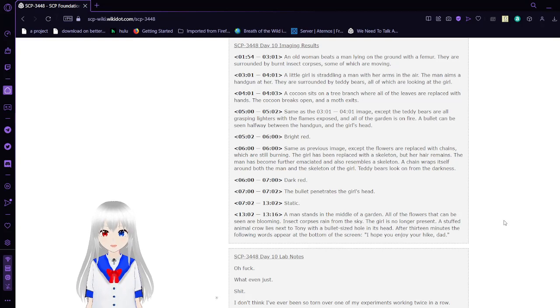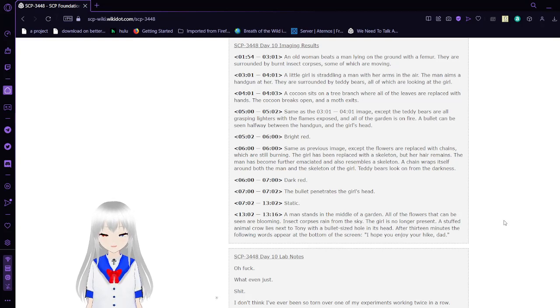502 to 6. Bright red. 6 to 6. Same as the previous image, except the flowers are replaced with chains, which are still burning. The girl has been replaced with a skeleton, but her hair remains. The man has become further emaciated and also resembles a skeleton. A chain wraps itself around both the man and the skeleton of the girl. Teddy bears look on from the darkness.